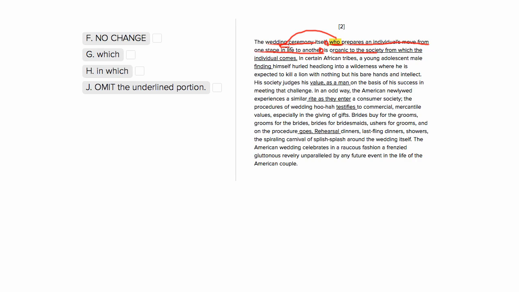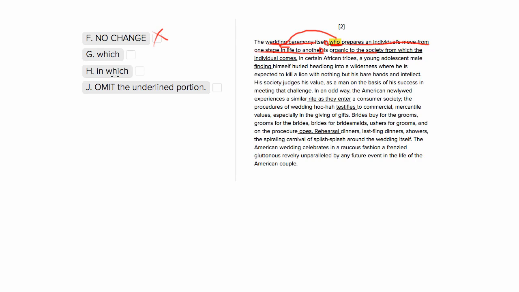So let's look at our answer choices and see which one of them is the most appropriate pronoun to be using. Our first answer choice says "who," which is often used as a good connector, but we're talking about a wedding ceremony, which is not a person. We only use "who" for people, so "who" is going to be wrong.